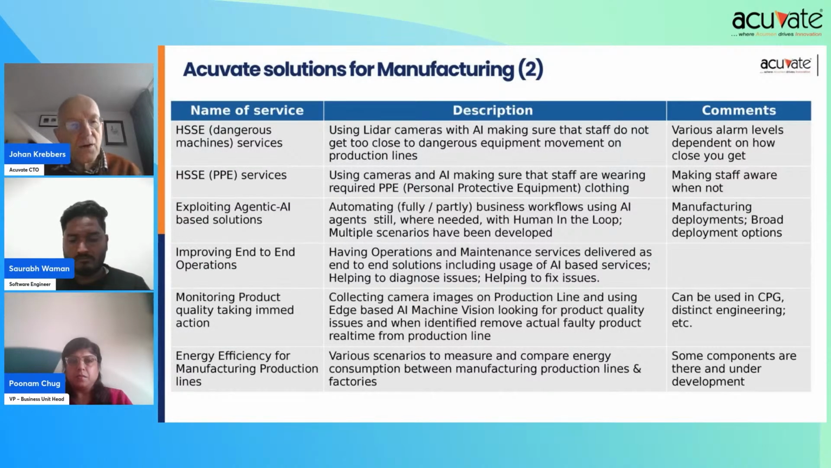You see here HSSE solutions, where we pick up camera images, bring them to the edge environment, and in real time can decide whether people are really protected with PPE clothing or whether people get too close to dangerous equipment. You see something about product quality, where we look at production lines and at the packaging, and whether the package is okay or not, by collecting camera images, bringing them to the edge environment, and applying machine vision. Then we immediately take action if something is not okay and take that production out of the production line.